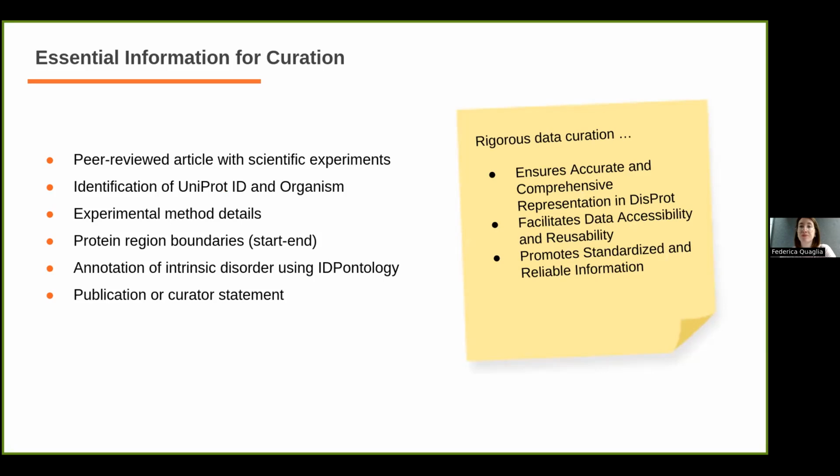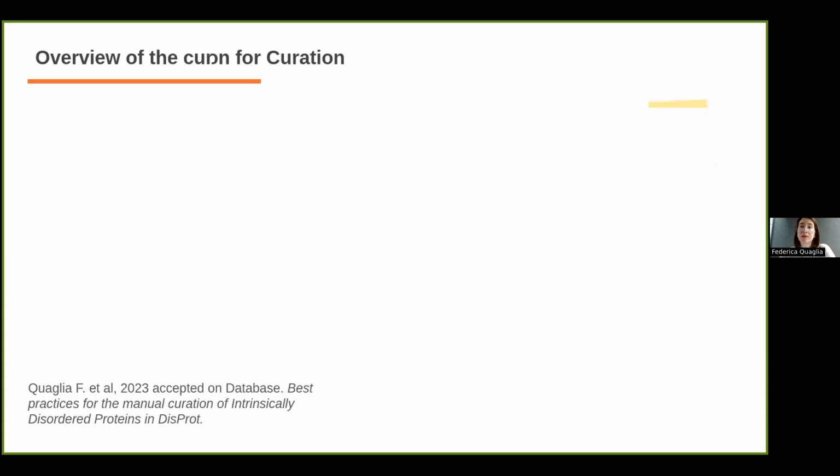Why does data curation in DisProt, and in every other manually curated resource, have to be rigorous? Because this allows for accurate and comprehensive representation of data. And most importantly, it facilitates data accessibility and reusability, because it's an annotation that uses standardized and reliable information.